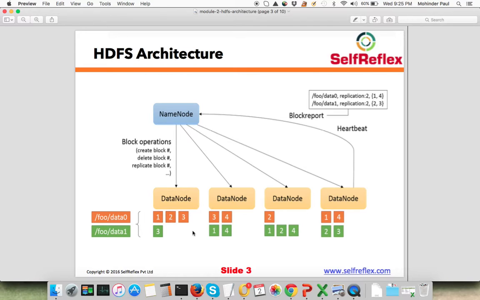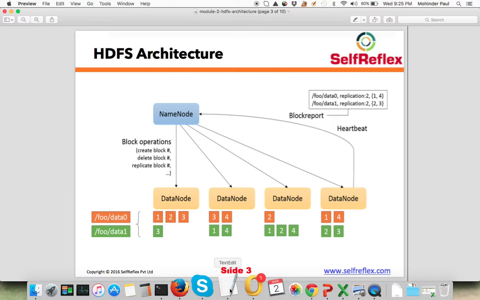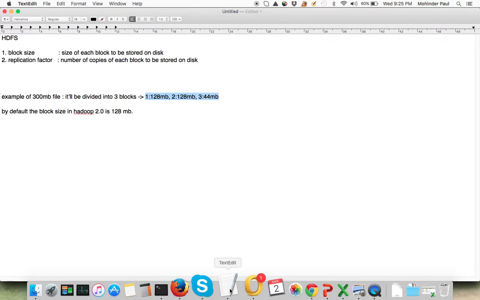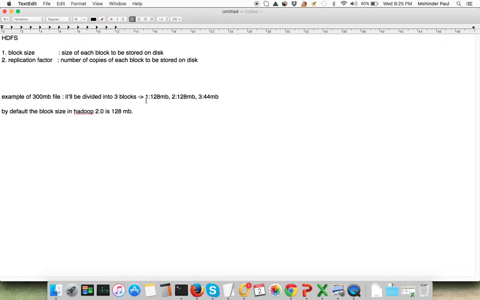Okay, Vipin has a question here. Vipin is saying, in this example, the third block is 44 megabytes, which means you're wasting a lot of space, right? No, Vipin. Okay, let me go to this example. You're saying that because your file is divided into 3 blocks and every block that we have configured is 128 MB, the third block is actually wasting around 84 megabytes. No, that's not the case.